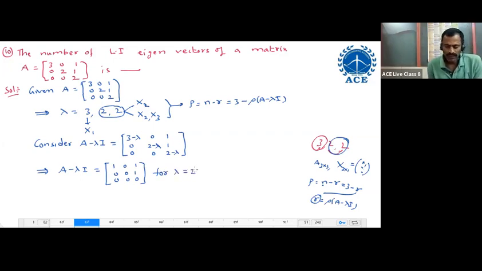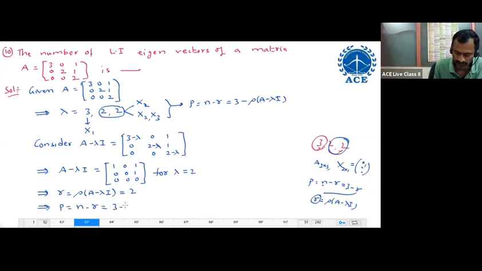Now find the rank. It is in echelon form, with 2 non-zero rows, so R equal to rho of A minus lambda I equal to 2 only, which implies the P value equal to n minus R equal to 3 minus 2 equal to 1. So corresponding to the repeated eigenvalue 2, only one independent eigenvector is possible.